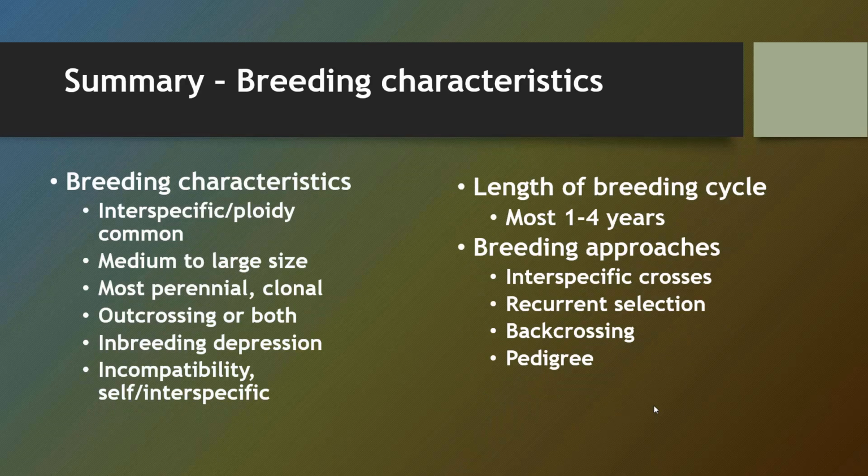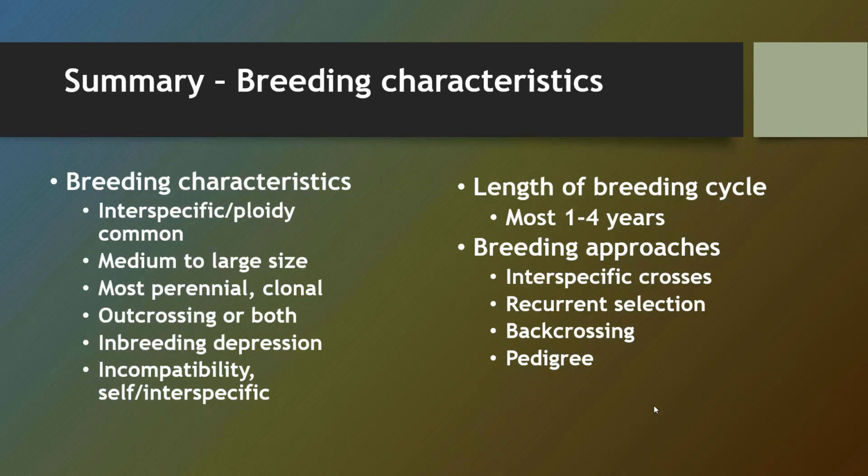And then if you look at the breeding characteristics of these crops, it's very common to see interspecific and interploidy crosses and hybrids. The plants generally are medium to large size. Most are perennial, not all of them, but most of them are. And you have quite a few clonally propagated crops. They tend to be outcrossing, exhibit some inbreeding depression, not all of them, but it's not uncommon. Self-incompatibility and interspecific incompatibility issues.